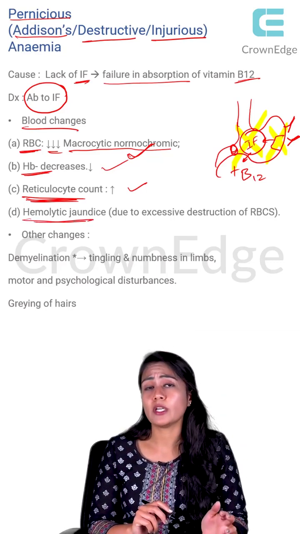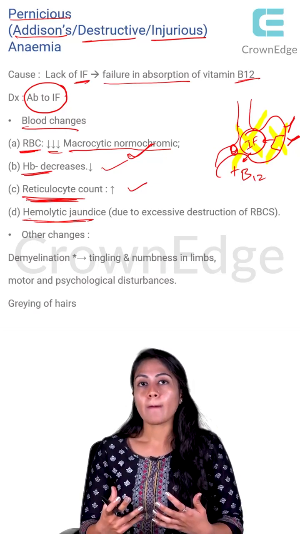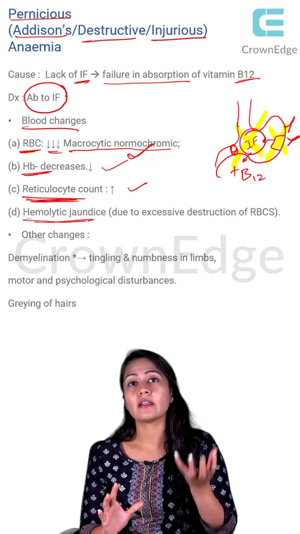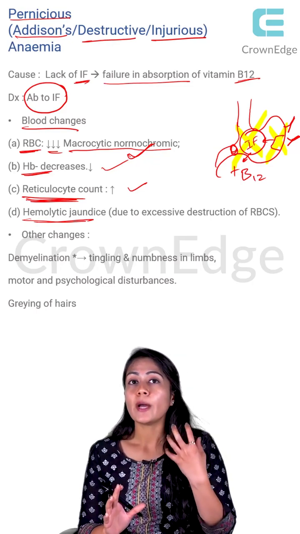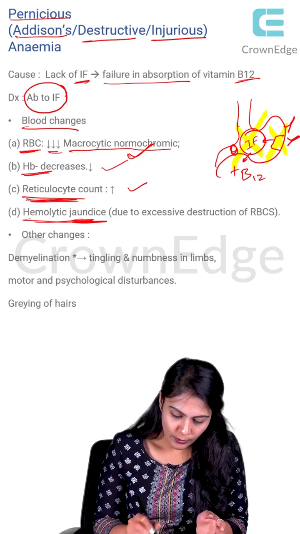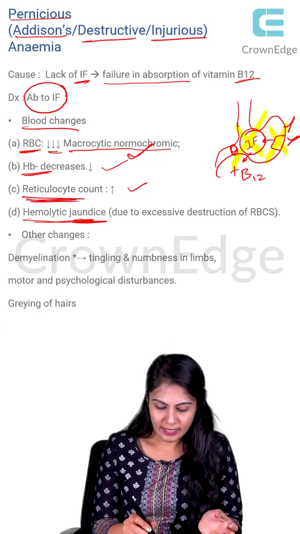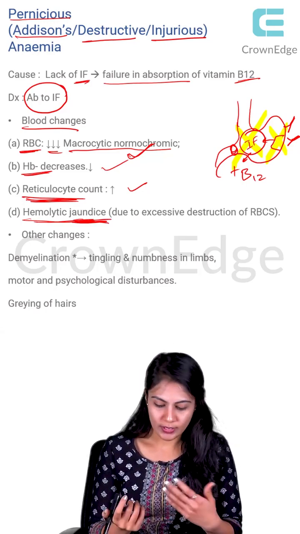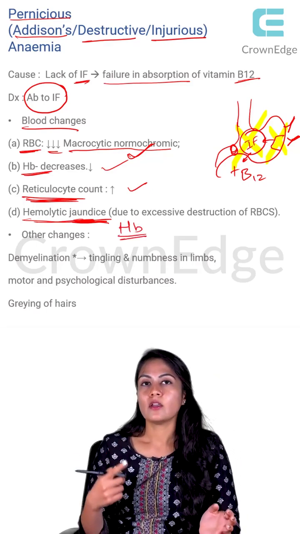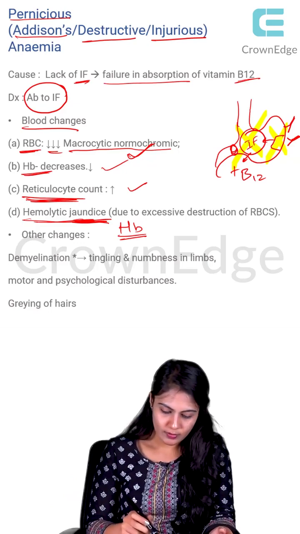Then you can see the hemolytic jaundice. Now what happened? The number is increased, but they are not normal RBCs. The spleen takes them as abnormal RBCs and breaks them down, and that's why you are going to get hemolysis, that means broken down RBCs, and you are going to get jaundice. Why? Because the hemoglobin released from the RBCs is going to create much more bilirubin, and that's why you get jaundice.